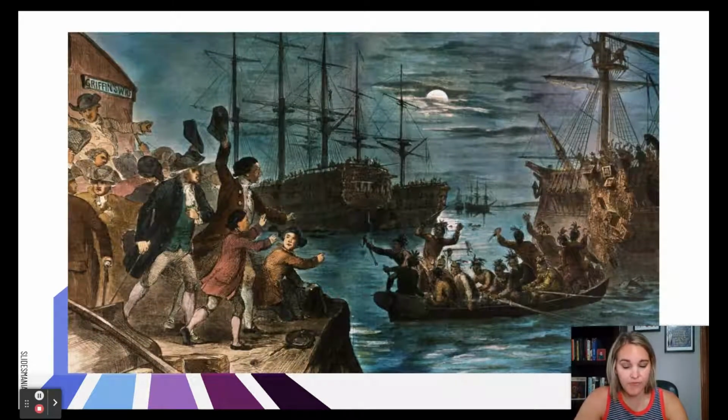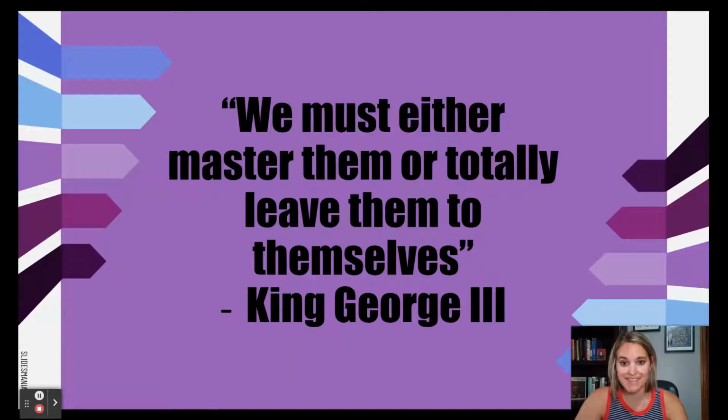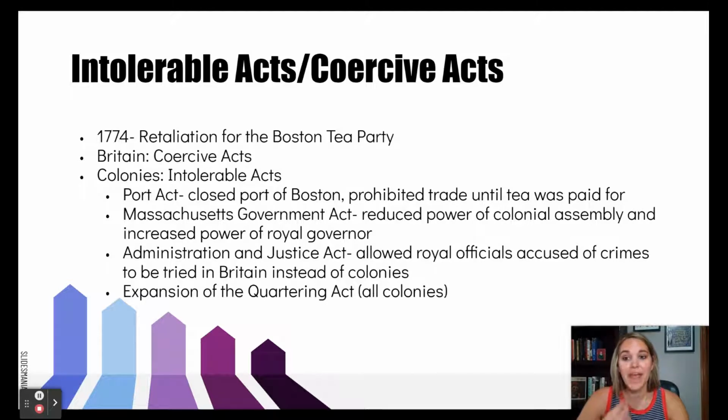So when the king finds out about this, he says this quote, "We must either master them or totally leave them to themselves," really recognizing that it needs to be determined who is the authority here. And the king believes it is him in Parliament. So what happens next is punitive acts. The colonists called them the Intolerable Acts because they cannot tolerate them. However, Britain called them the Coercive Acts. They're trying to coerce the colonists to behave in a certain way.